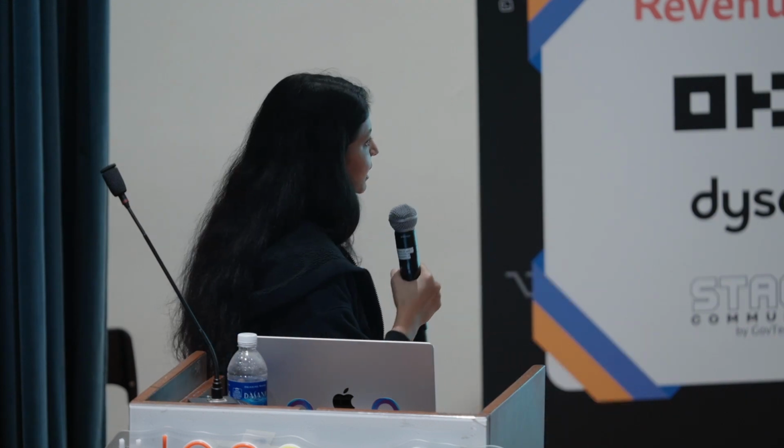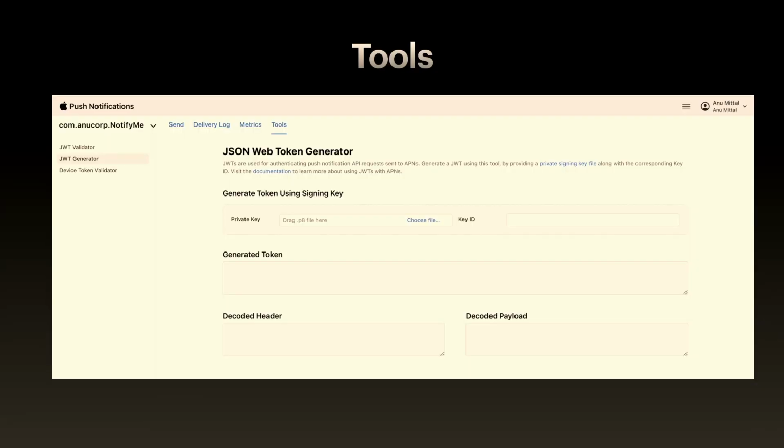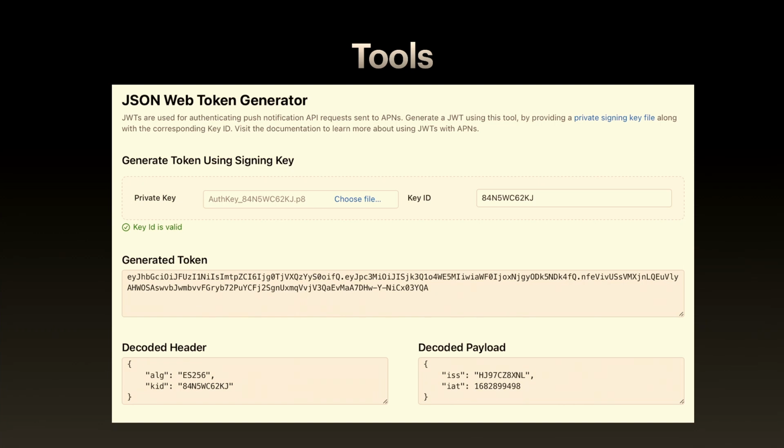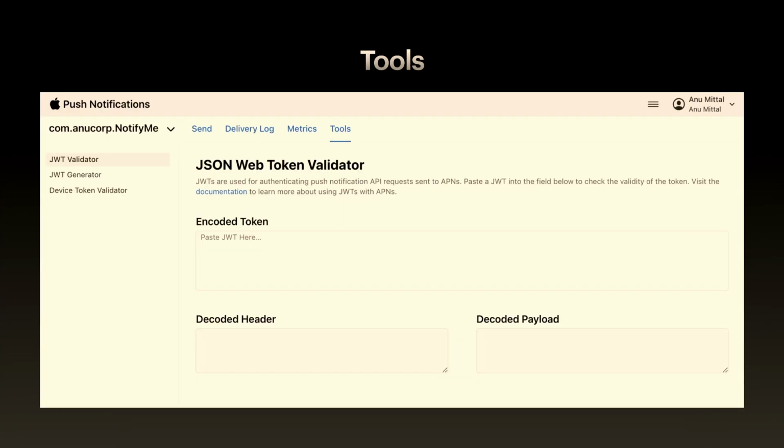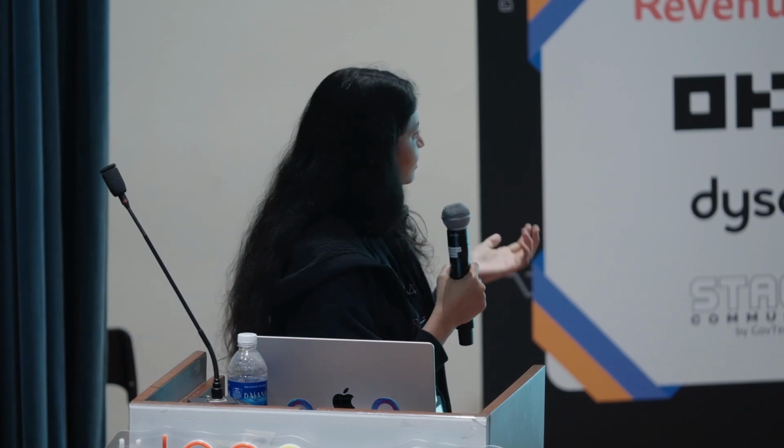Some of the other utility tools provided in the console is the JWT generator. All you need to do is upload your private key and your key ID, and then it would create a token and show you what's the decoding of that. Similarly, there is another tab that tells you about the JWT validator. You can put your token there and check if it is valid. And the last one is the device token validator. Because we know the device can anytime be removed for various reasons, like we saw in case of uninstall and all.